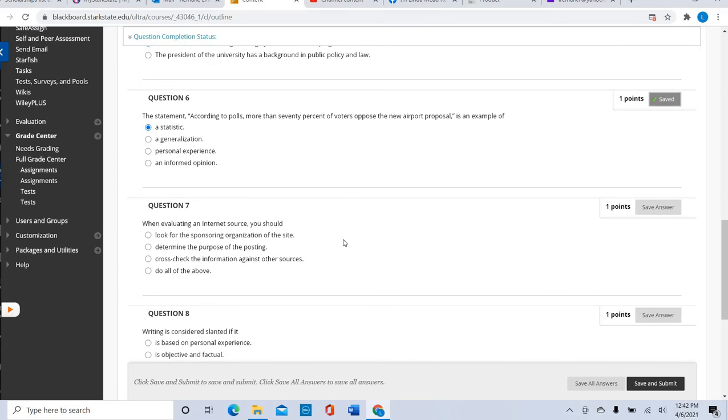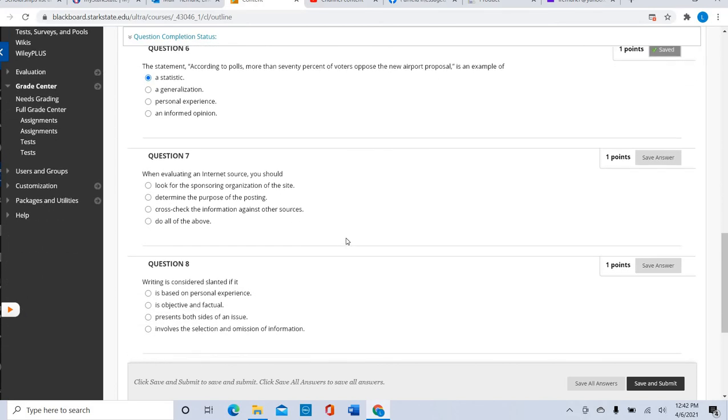It's a statistic. Number 7, when evaluating an internet source, what are the things you should do? Look for sponsor and organization, determine the purpose, cross-check information. Do all of those things. You can't always trust everything you get from the internet, so you want to make sure that you're double checking.